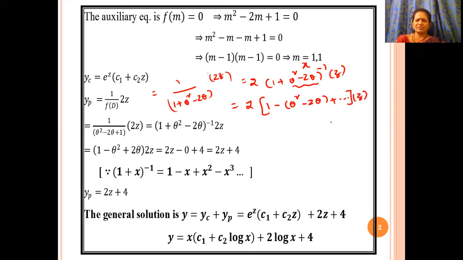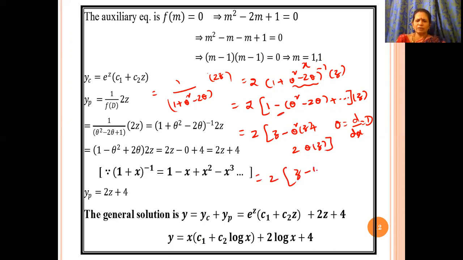If we apply theta, theta is nothing but the derivative d by dx, the differential operator. If we apply the next whole square, if we apply the differentiation, we'll get 0, because the functional value is simply z. So simplify that: 2 into, expand with the z minus theta square into z, plus 2 into theta into z. So here z, twice we have to differentiate, so the value becomes 0.